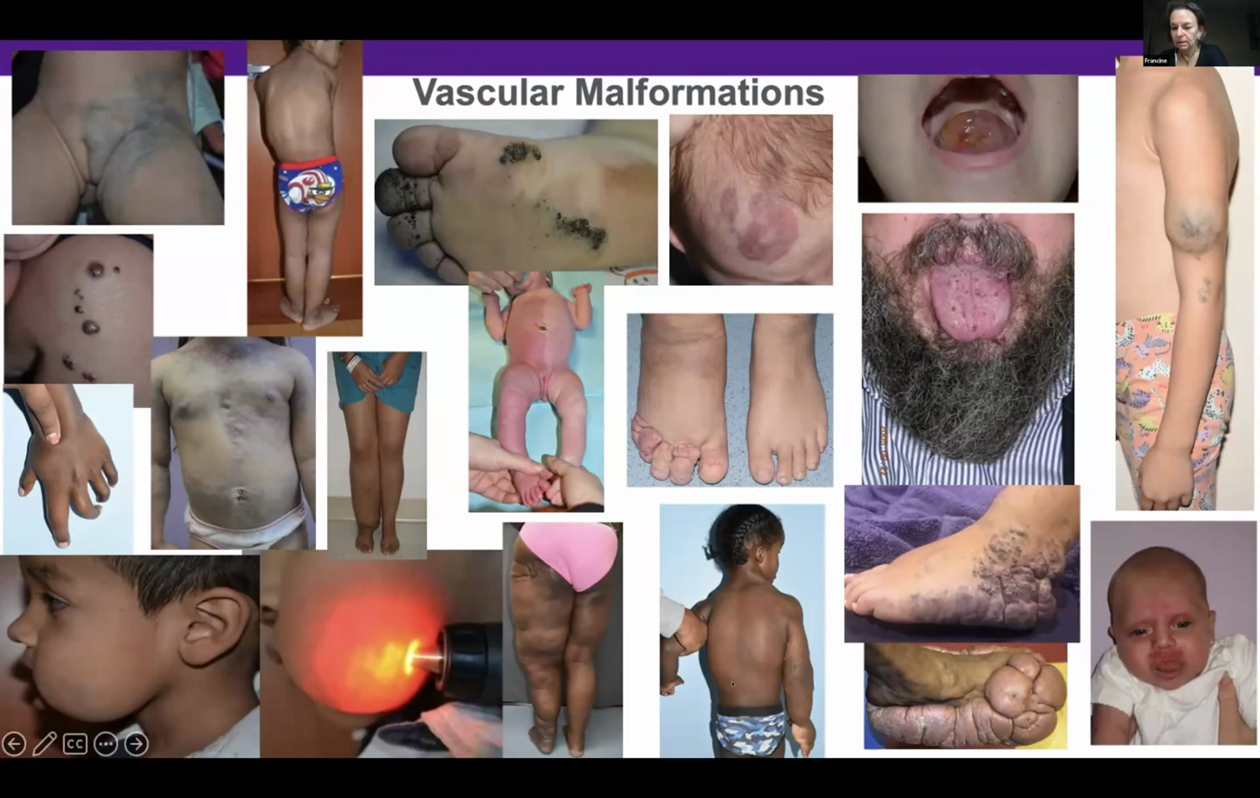I think the case that will be presented after our talk is CLOVES syndrome. Here's a patient that has CLOVES syndrome with hypertrophy of fat. Surgeons become involved with these patients because we like to get a biopsy of the tissue for genetic testing. It's a somatic mutation. Sometimes there is debulking surgery, less so now because of effective medication.